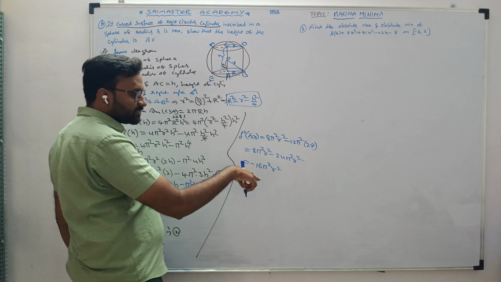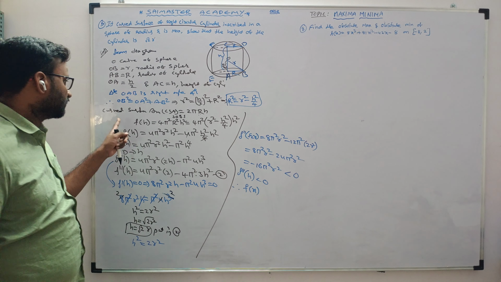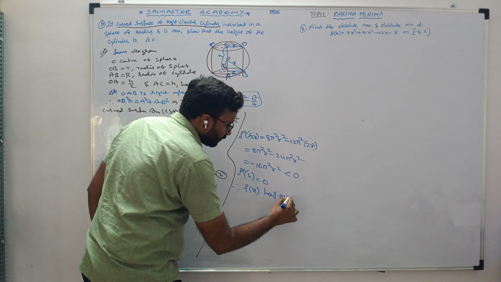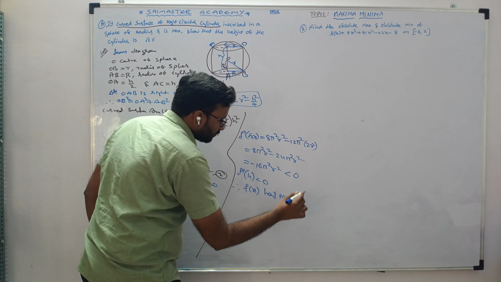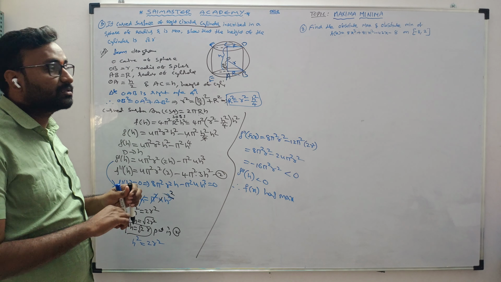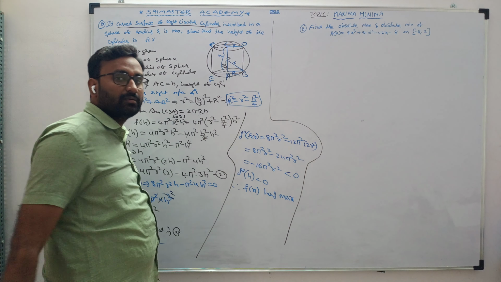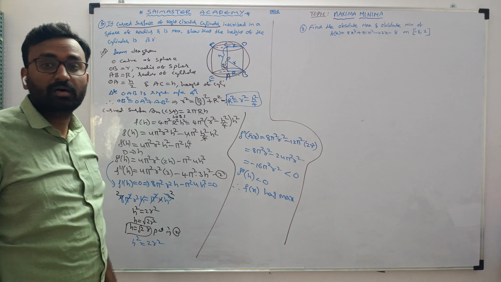Therefore, the function f of x, that is, the curved surface area, has a maximum. We have to prove the curved surface area of the cylinder has a maximum. That only is the maximum. This is one more very important question. Now go to the next question.